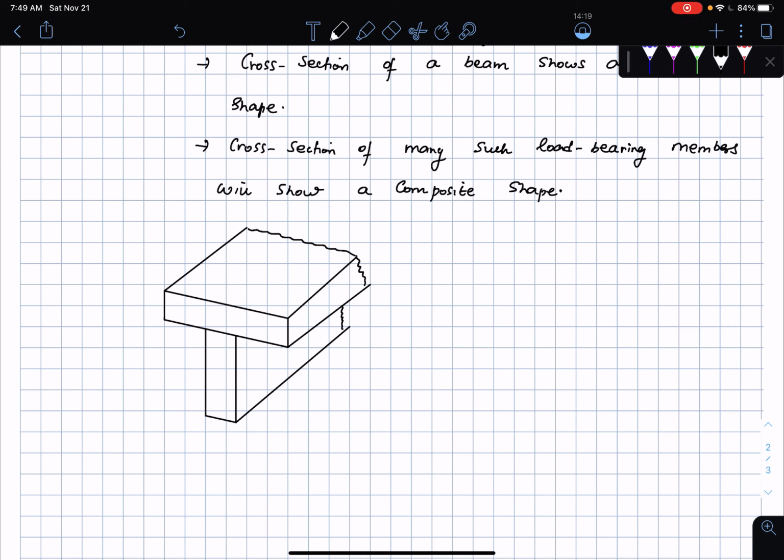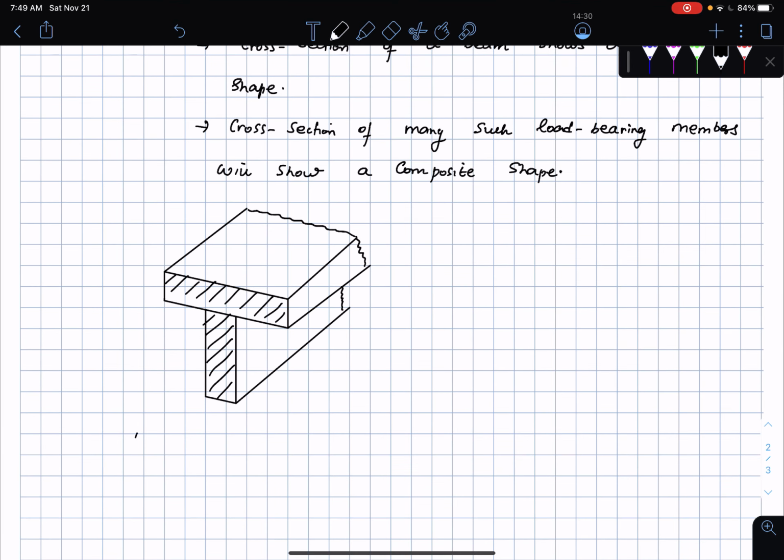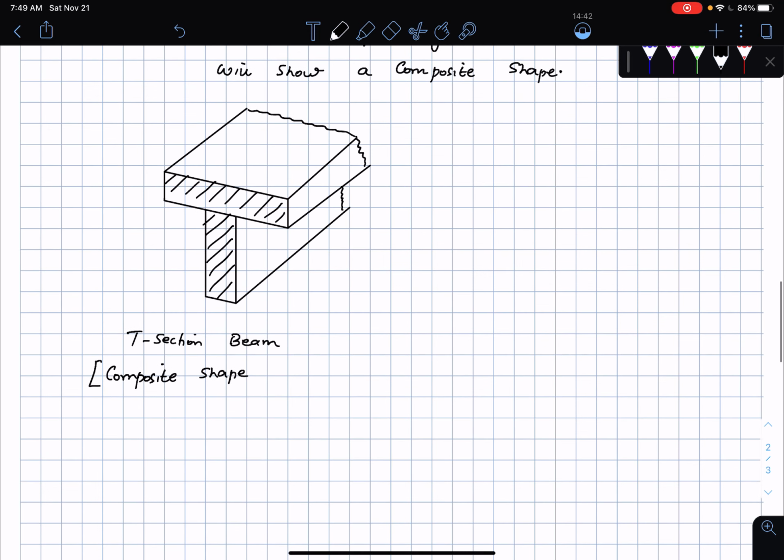So as you can see, the cross section of this beam here, which is typically used in many structural applications, is a composite shape. So the T section beam is a composite shape. Why is it a composite shape? It's made up of two rectangles.